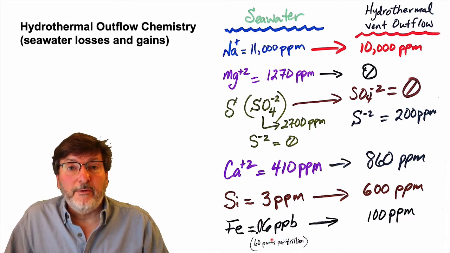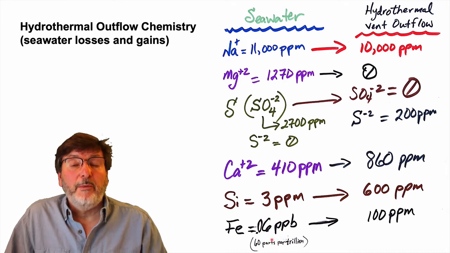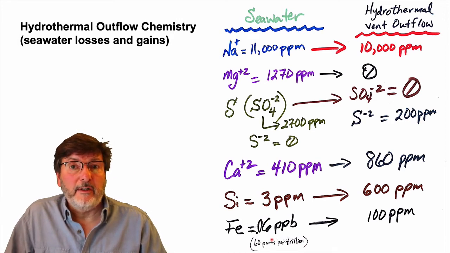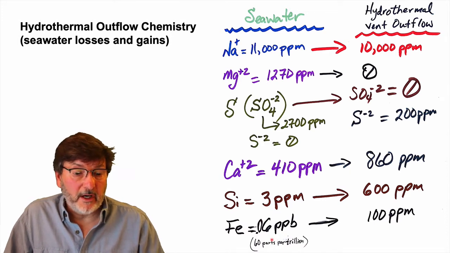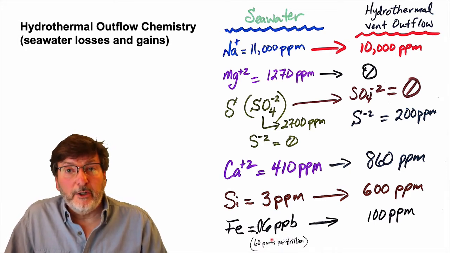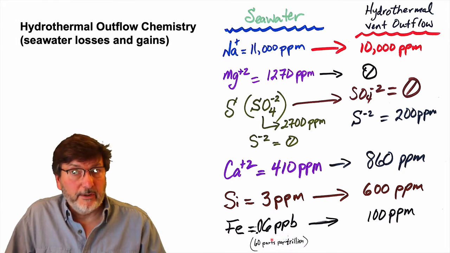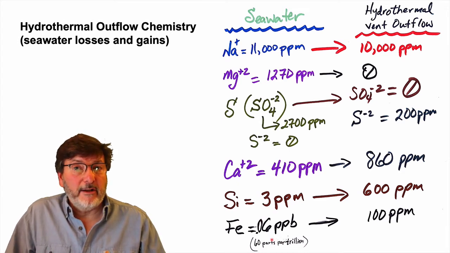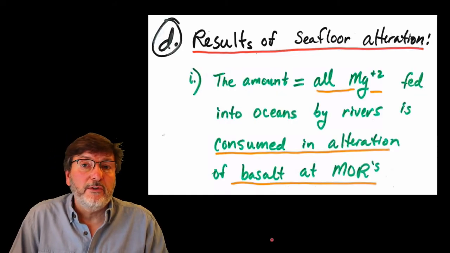Iron, we talked about iron before and how insoluble it is as an oxide in the oxidized form, but in the reduced form, iron plus 2, you can put about 200 parts per million into seawater, and seawater will dissolve about that much and carry that much iron. It's coming out at 100 parts per million out of the hydrothermal vent flow. It's going in at 0.06 parts per billion or 60 parts per trillion, and it's coming out of the vent flow at 100 parts per million. So that's being introduced to the global oceans.